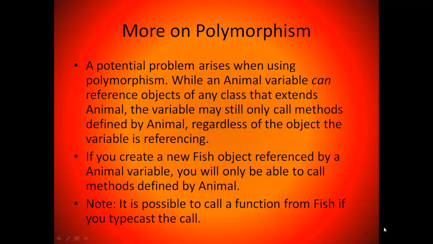A potential problem arises when using polymorphism. While an Animal variable can reference objects of any class that extends Animal, the variable may still only call methods defined by Animal, regardless of the object the variable is referencing. For instance, if you create a new Fish object referenced by an Animal variable, you'll still only be able to call methods defined by Animal. However, it is possible to call a function from the Fish class if you typecast the call.